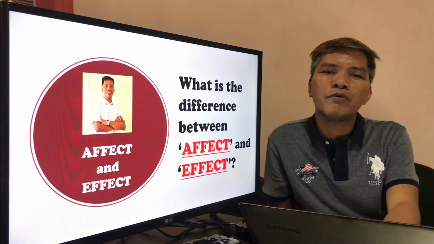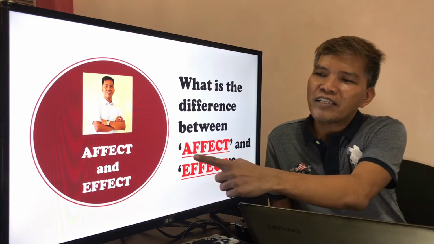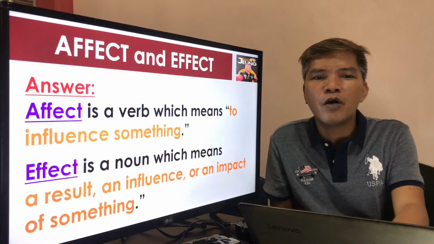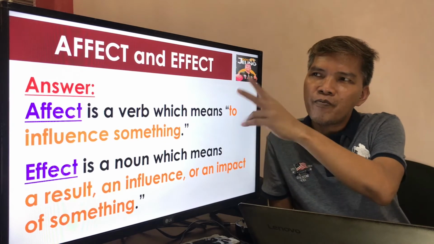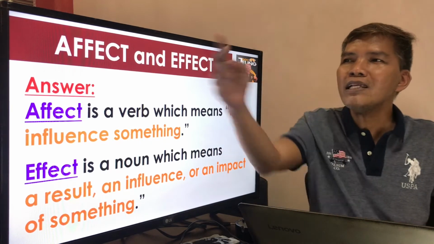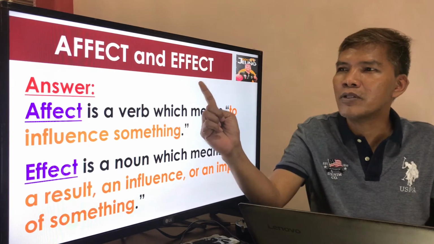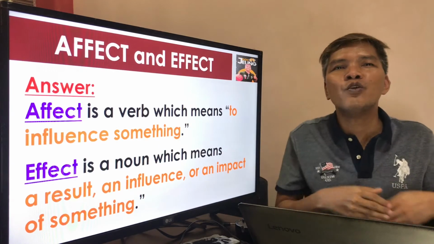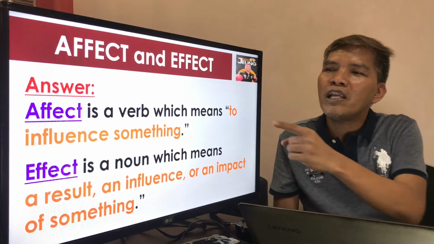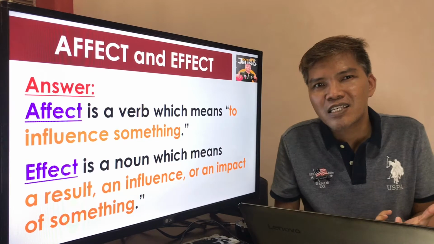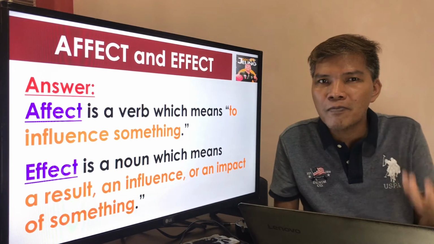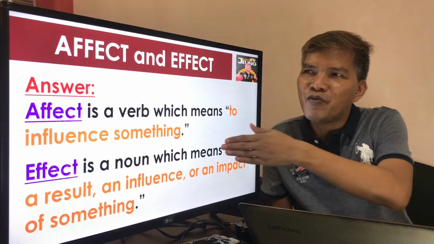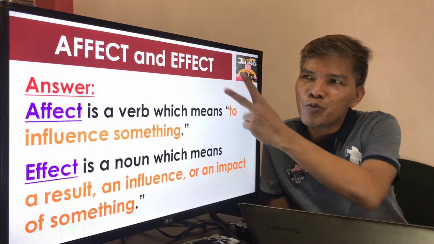For pair number 2, we have affect and effect. What's the difference? Okay, it's very easy between these two words because one is a verb and one is a noun. Affect is a verb, effect is a noun. Affect means to influence something, while effect is an influence, a result, an impact of something or someone. So it's very easy to identify if you are asked to choose between the two.